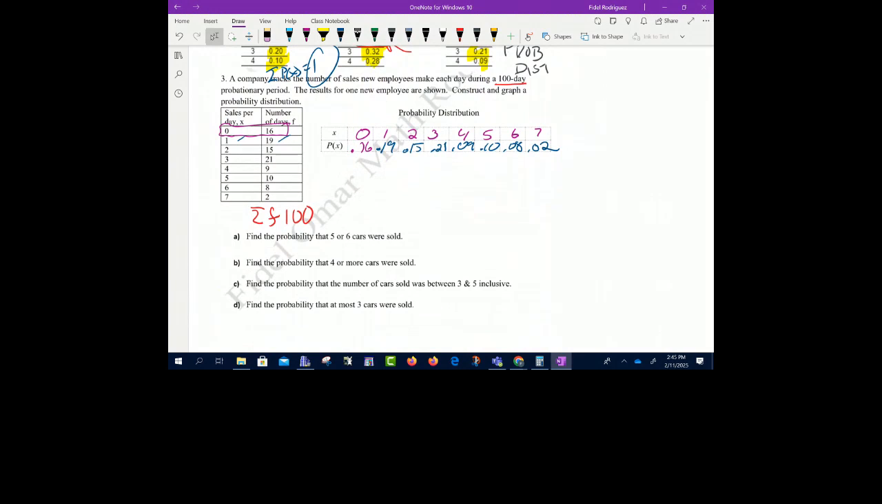Let's say they're selling cars. Find the probability that 5 or 6 cars were sold. So y'all, for the probability of 5 or 6 cars sold, we're going to take the probability for 5 and add the probability for 6. The probability for 5 is 0.10. The probability for 6 is 0.08. If we add those together, that's going to be 0.18.